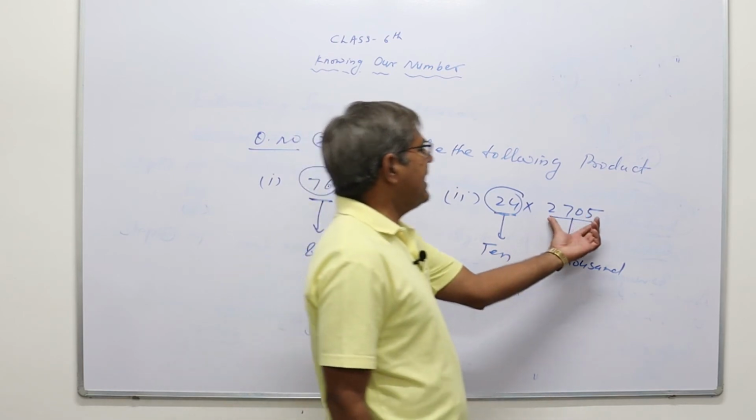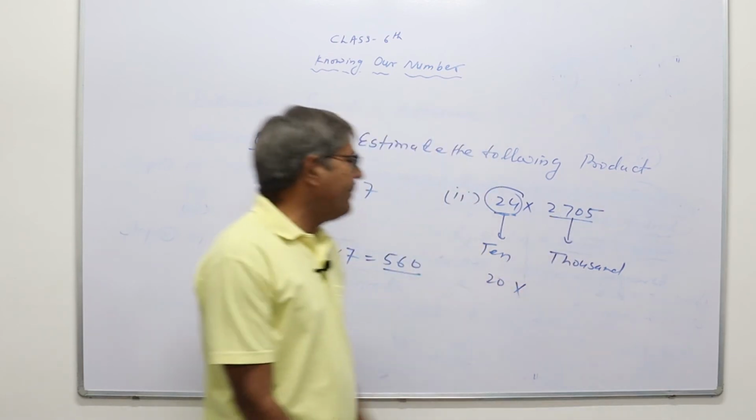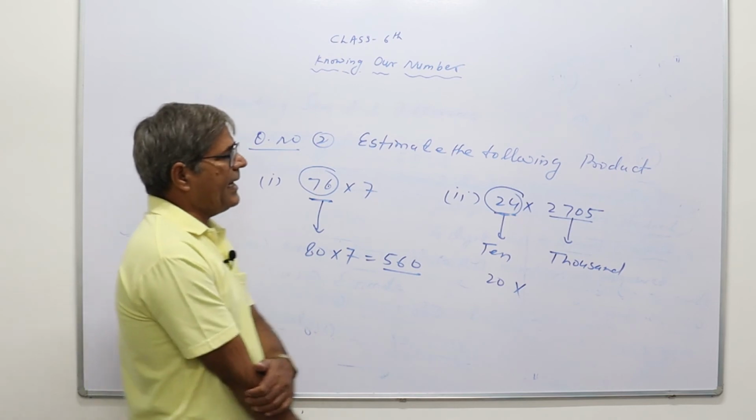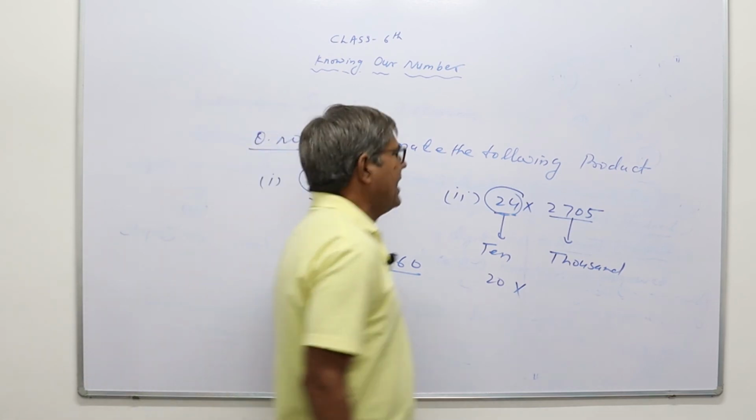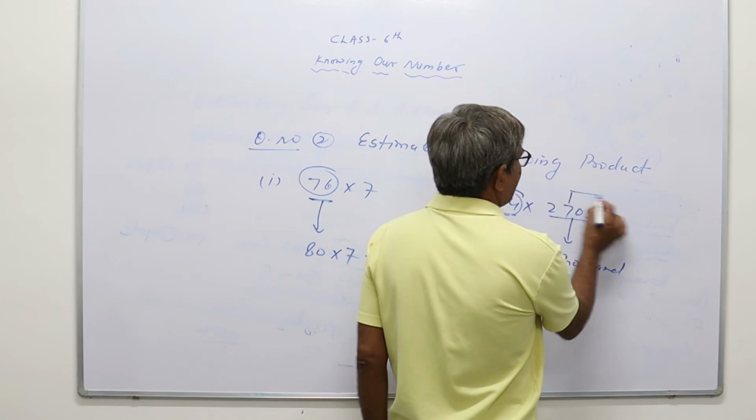Now see, this number contains 4 digits, so we will estimate to the nearest 1000, and to change to nearest 1000, we will see the digit at 100th place.